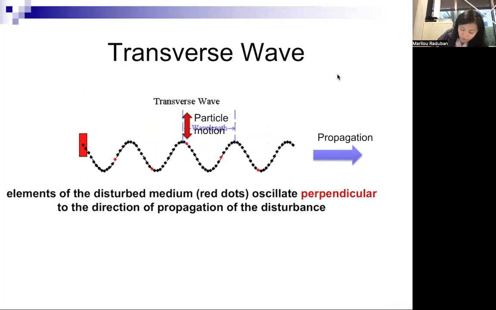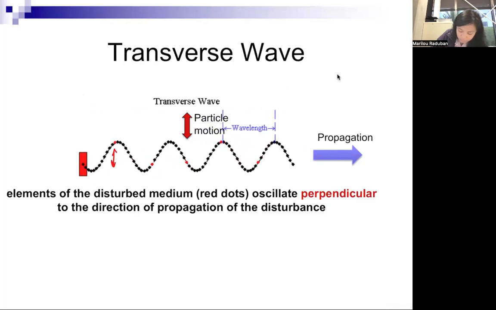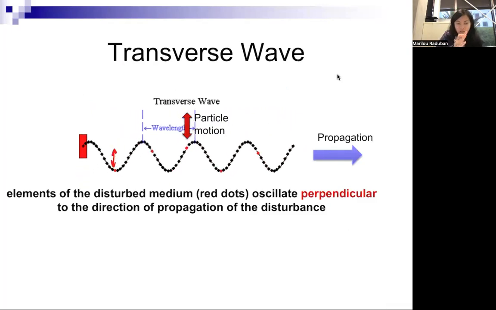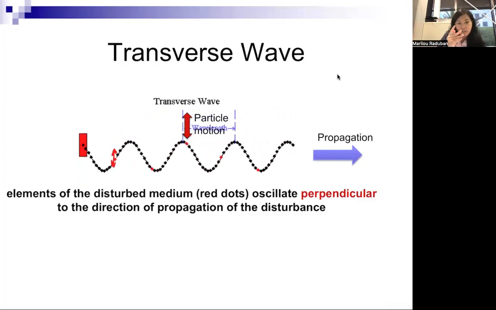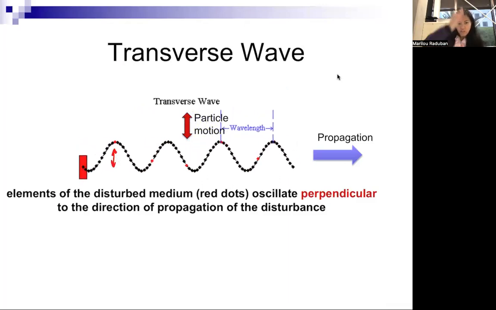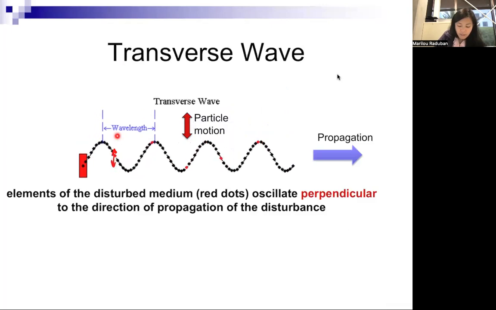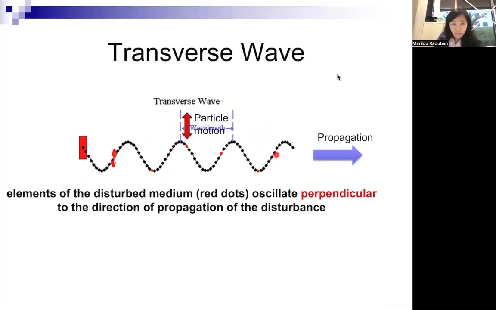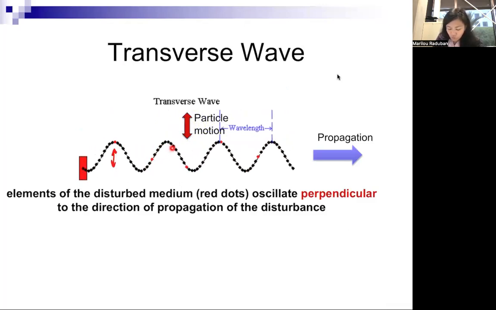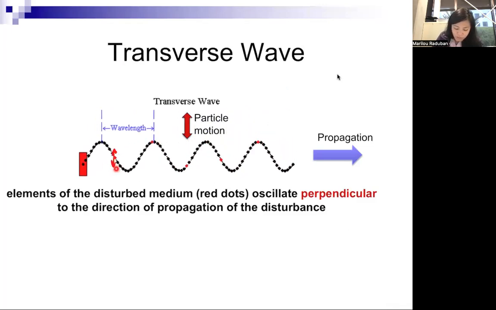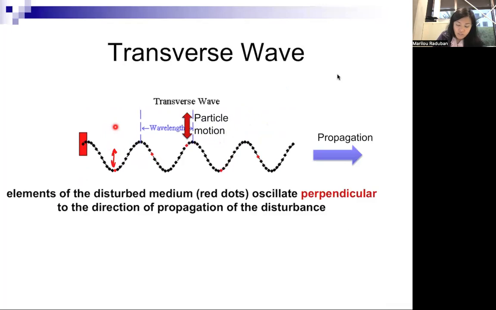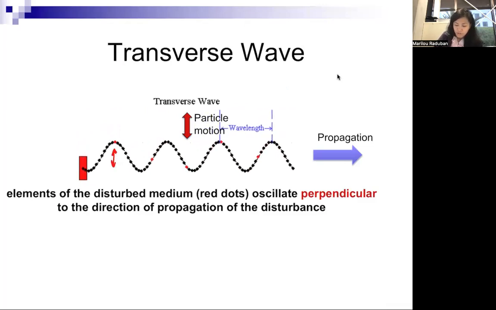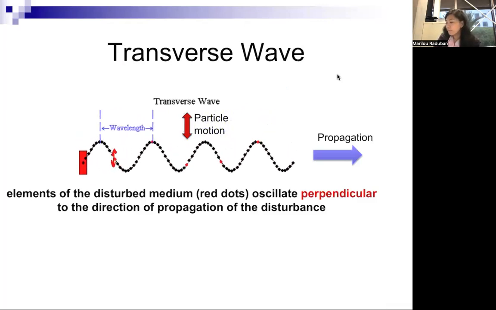Notice how the particles are just oscillating up and down, and they're stationary where they are, meaning they're not traveling to the right. The particles are just staying put, moving up and down, while the wave, the disturbance, is propagating to the right. And notice how the rightward propagation of the wave is perpendicular to the up and down oscillation of the particles. So that's the transverse wave.